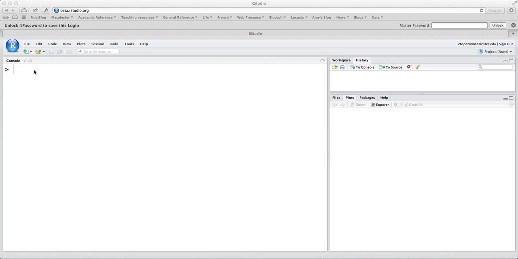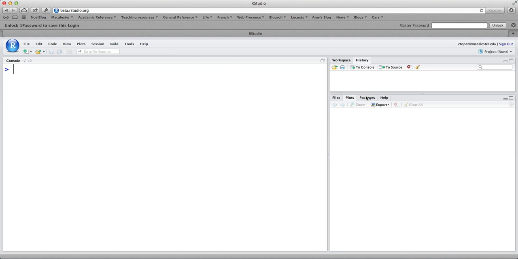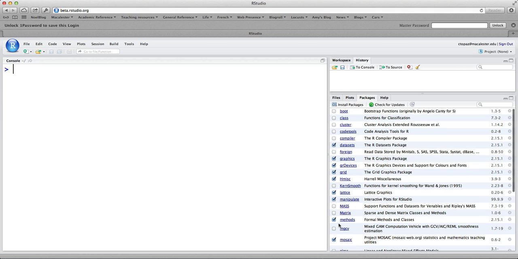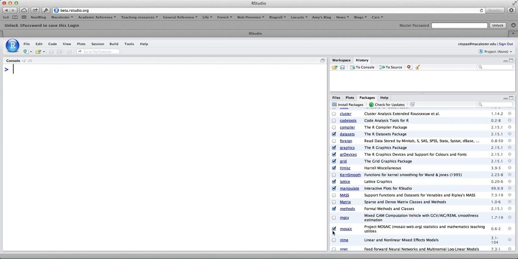And R has some built-in commands that are given to you as part of the Mosaic package that are incredibly useful for doing this. And as always, one of the things you want to make sure is that over here in the Packages tab, you have the Mosaic package activated, that it's checked off. If it's not, you'll need to make sure that you click that checkbox here.